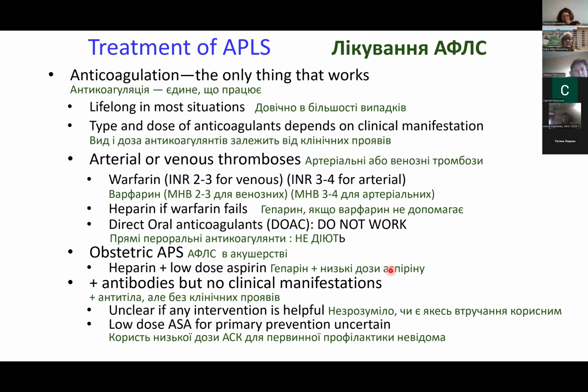So warfarin is a pill you take daily. You have to monitor the INR. And if the patient has venous thrombosis, you want their INR to be between 2 and 3. If they've had arterial thrombosis, it needs to be a little higher, between 3 and 4. So we usually shoot for something around 3.5.